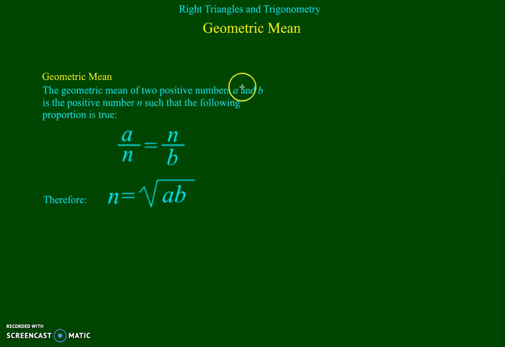So the geometric mean of two positive numbers, a and b, which are the extremes, is the positive number n that satisfies this proportion. And if we solve for n, we can see that the square root of the product of the extremes is the geometric mean. And so that's the concept of geometric mean. Now let's take a look at it in practice.